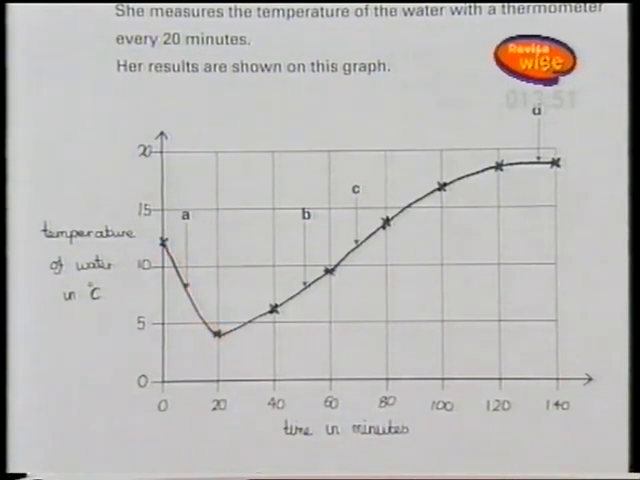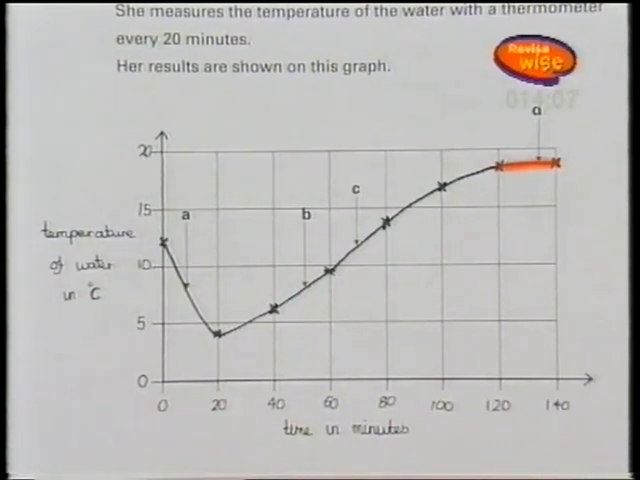After a while, the line starts to go back up. The temperature of the water is going up. It's getting warmer. Then the line flattens off. So what does that mean? That means that it's staying at the same temperature. You're right. The water is now at the same temperature as the room.